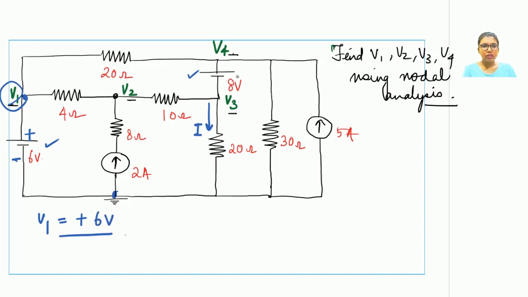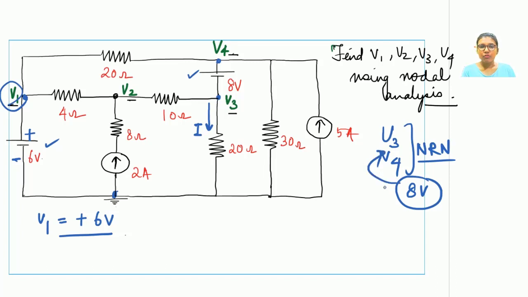Now let us look for the remaining voltage source. Is this voltage source connected to a node, making the node a reference node or not? Now this 8 volts is connected to V4 and V3. Are V4 or V3 connected to ground potential? No. Which means V3 and V4 are non-reference nodes, and there is a voltage source of 8 volts in between V3 and V4.